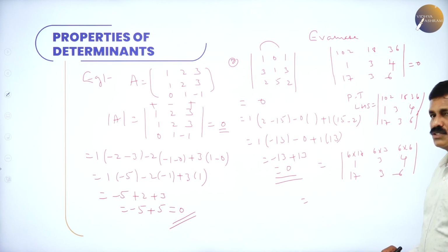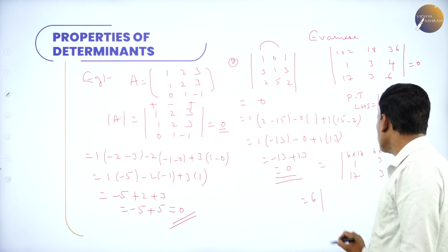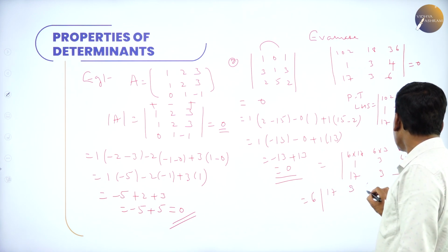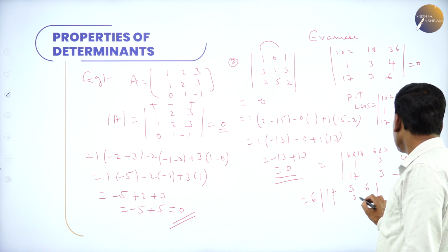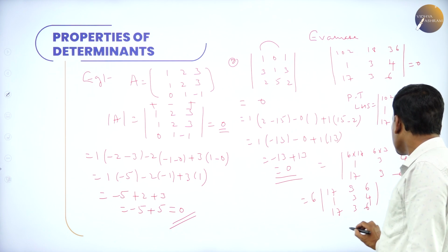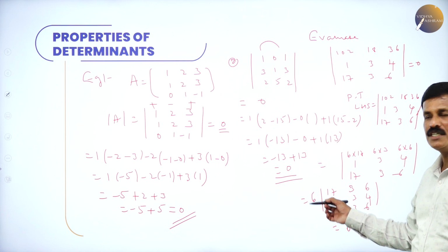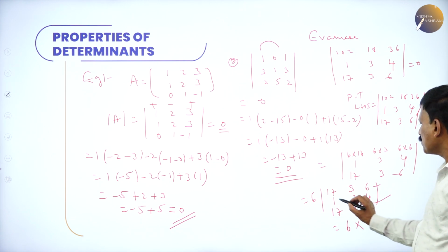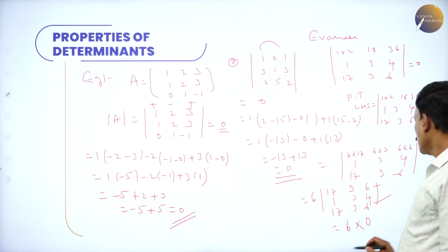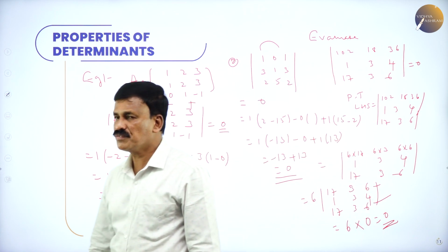So, you can remove 6 as the common factor. If I remove 6 as the common factor, you will get 17, 3 and 6, 1, 3 and 4, again 17, 3, 6 as it is. This is equal to 6 into the determinant. According to the property, if two rows or two columns are same, see first row and third row are same, then the value of determinant is 0. 6 into 0 is equal to 0. That's all.